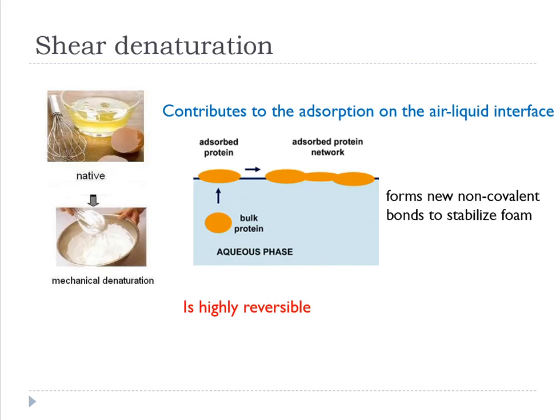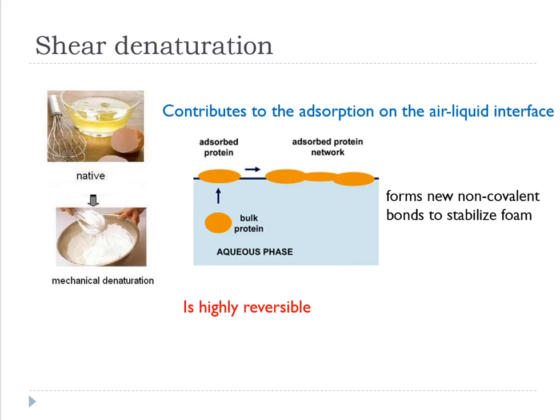Shear denaturation. Several food processing operations involve high shear. High mechanical shear generated by mixing, kneading, whipping, and so forth. And most of the proteins denature and precipitate when they are vigorously agitated. Here you see an example of egg white whipping. In this case, denaturation occurs because of incorporation of air bubbles and adsorption of protein molecules to the air-liquid interface.